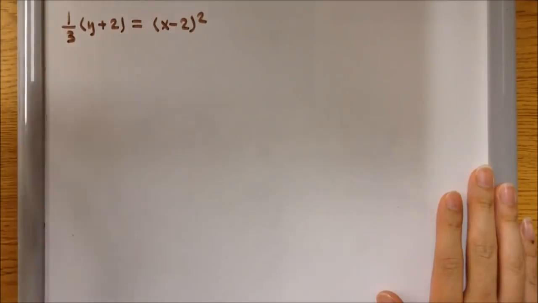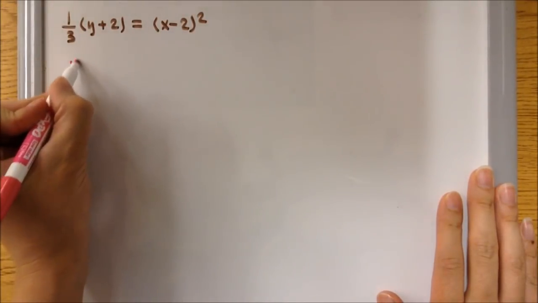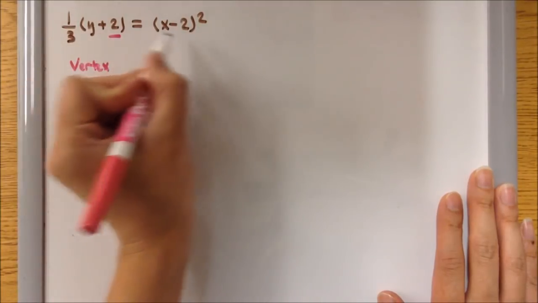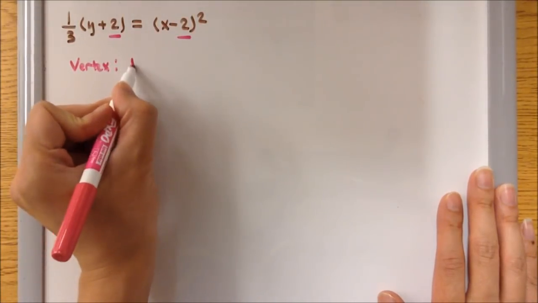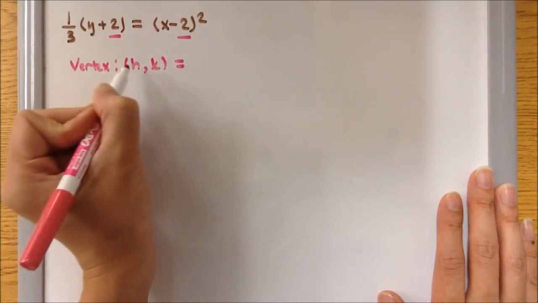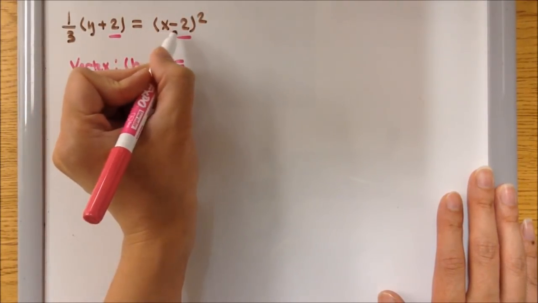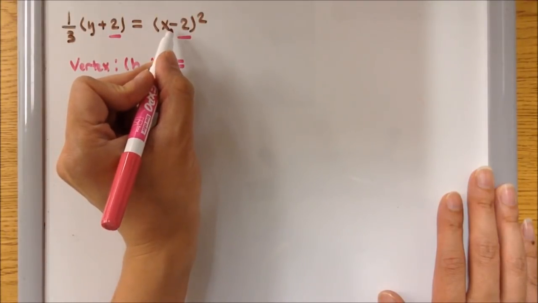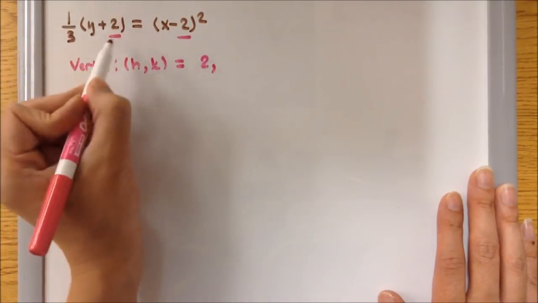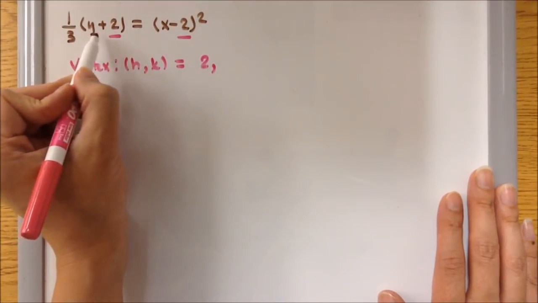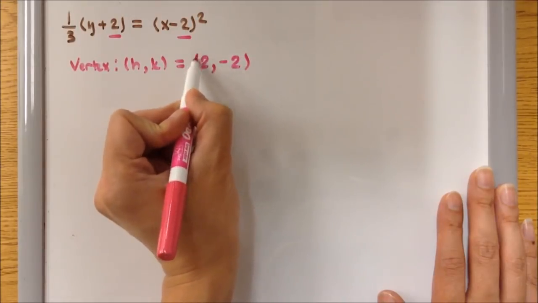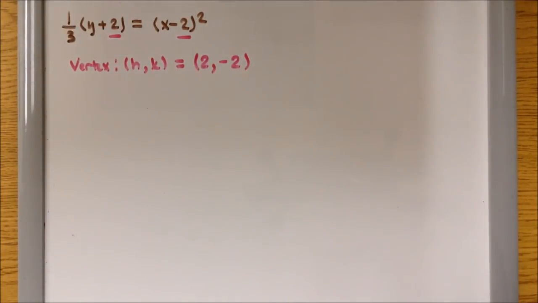Now the first part is the vertex, which is h comma k. h is always the number with the x. So since it's minus 2, it's going to be a positive 2. And then the k is always with the y. Since it's plus 2, it's going to be negative 2. So that's it for the vertex.